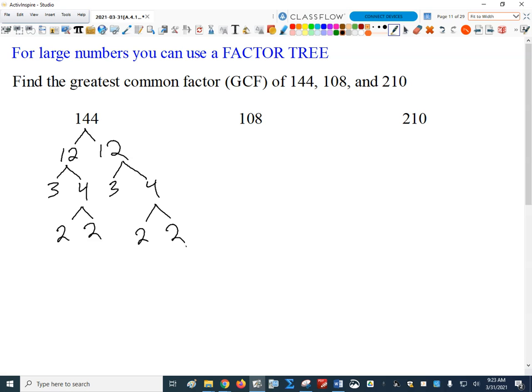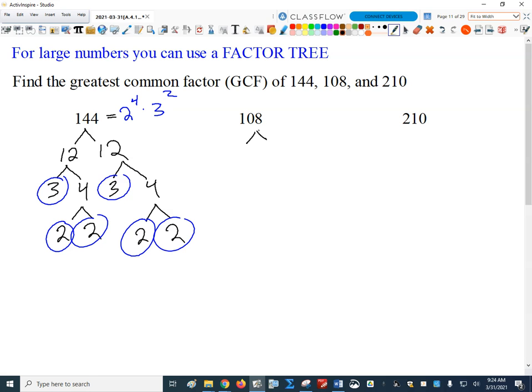Well, we get 144 equals, I've got 2's and 3's, right? Here are the prime factors that we got. I got 2 times 2 times 2 times 2. What's an easier way of saying that? In terms of the prime factor, 2 to the 4th. So we get 2 to the 4th times 3 squared. Everybody agree? Okay, we do the same thing with 108, right? 108, what are two numbers that multiply to 108?